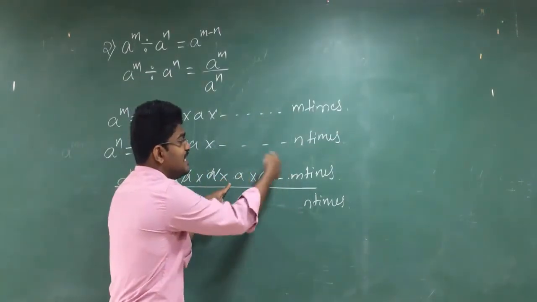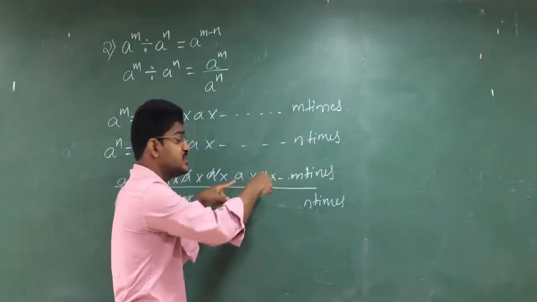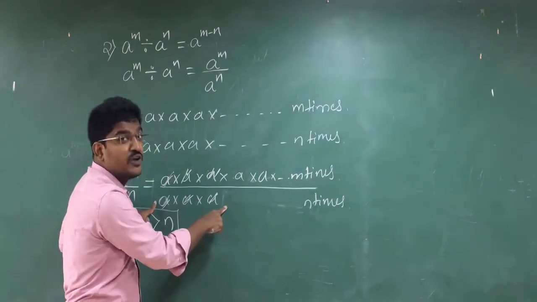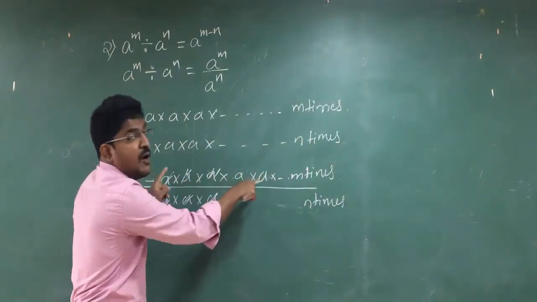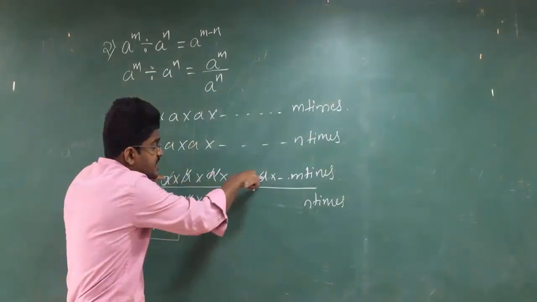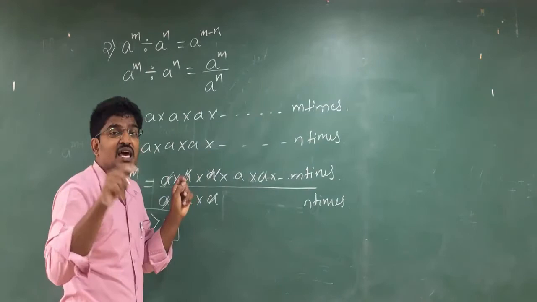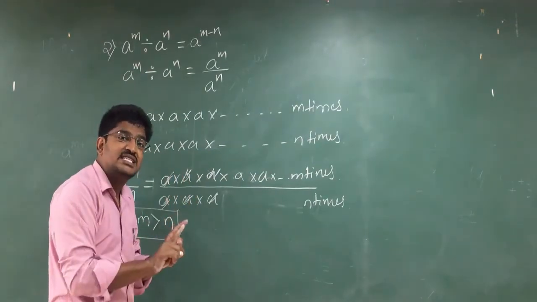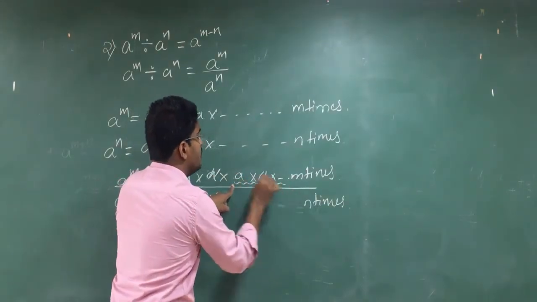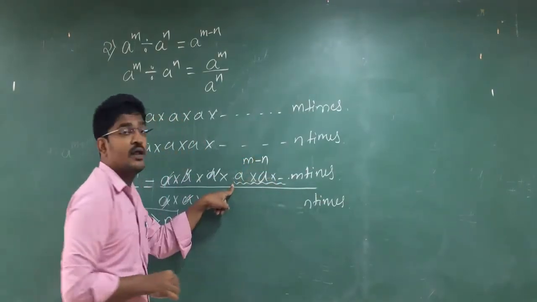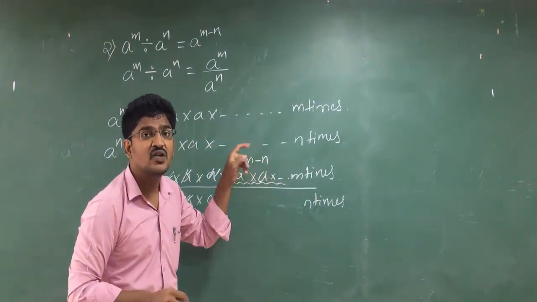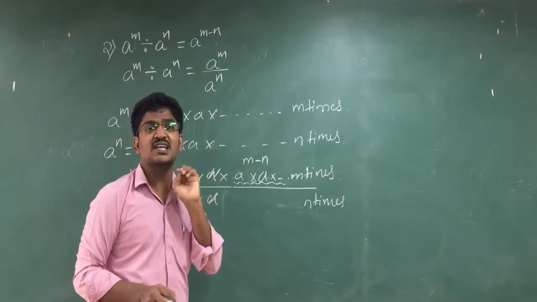What about the remaining elements? This is totally m number of elements. These are n number of elements. Out of this m, n are already cancelled. Please understand that from this m number of a elements, n number of elements are already cancelled. That means the remaining terms will be m minus n. The remaining terms will be what? M minus n. Are you getting my point? If you don't understand, listen again.